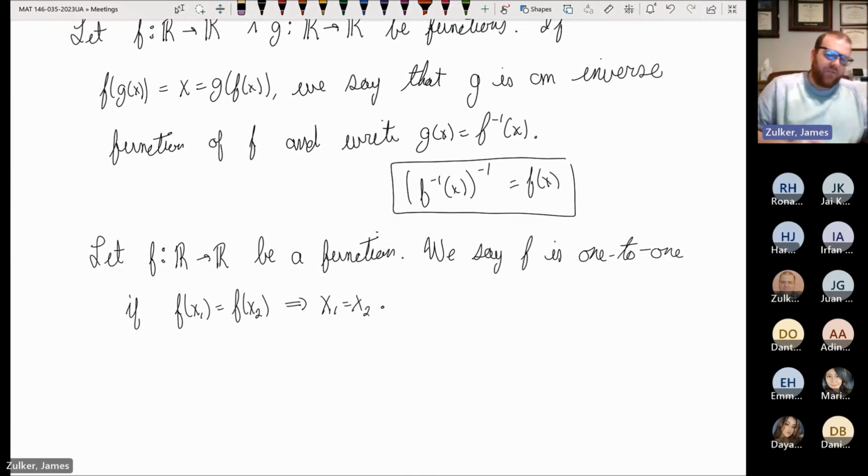I think I did do that one already, right? So we say that a function f is 1 to 1 if f of x1 equals f of x2 implies that x1 is equal to x2. All right. So what this is saying is that each element in the range has at most one element in the domain that maps to it.